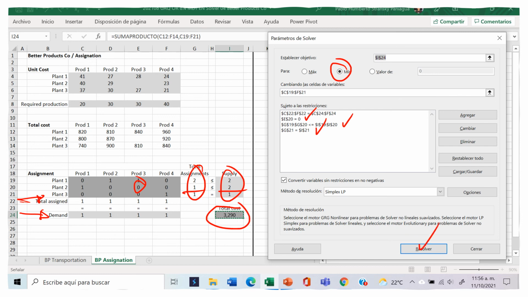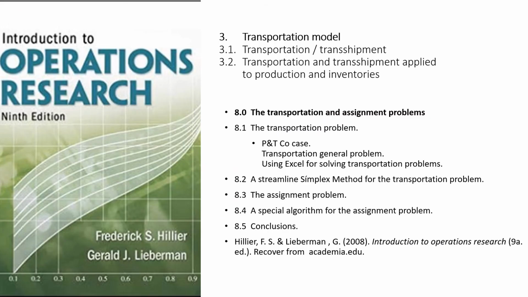We solve, and we're going to get a total cost of 3,290, that is more or less the same that we got before.